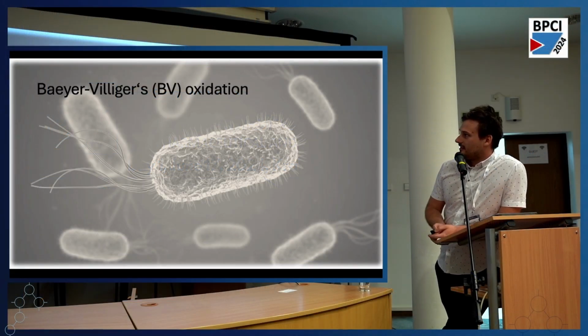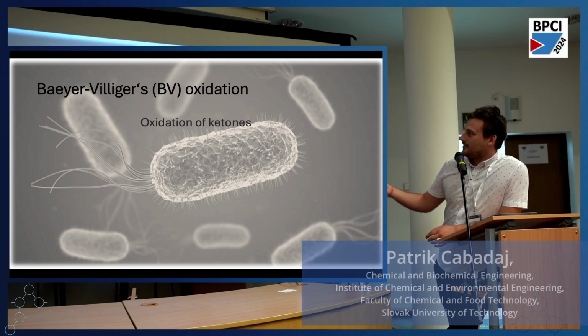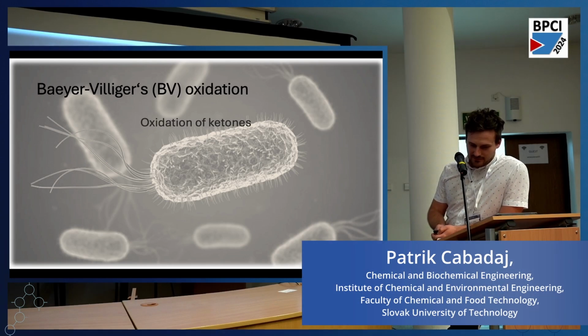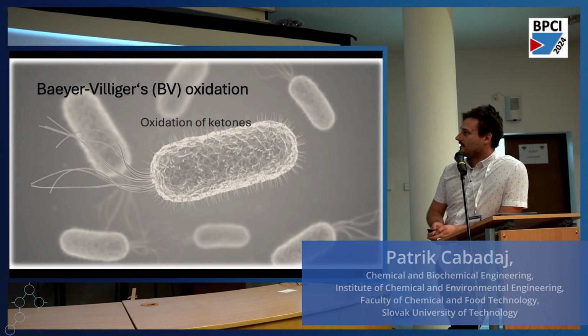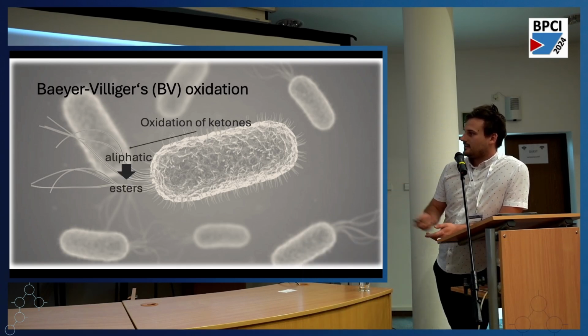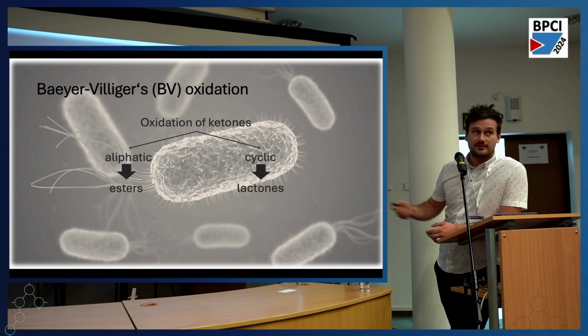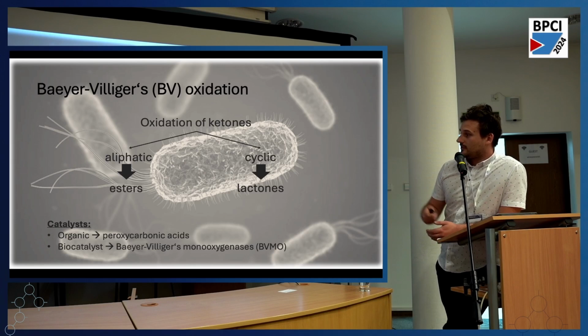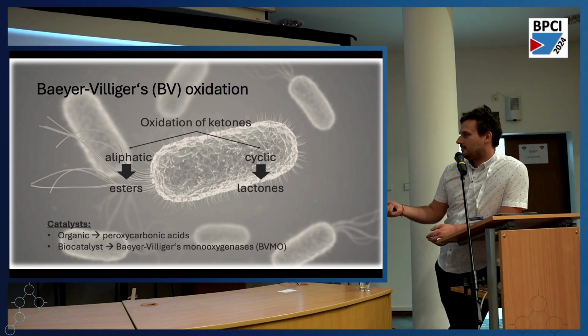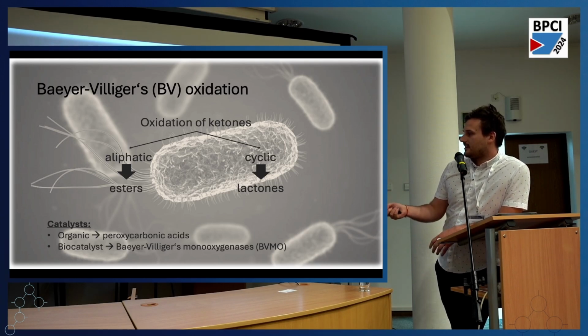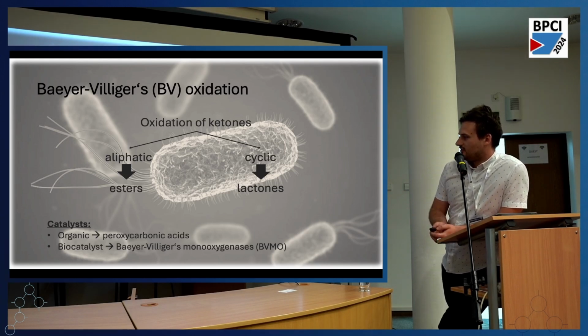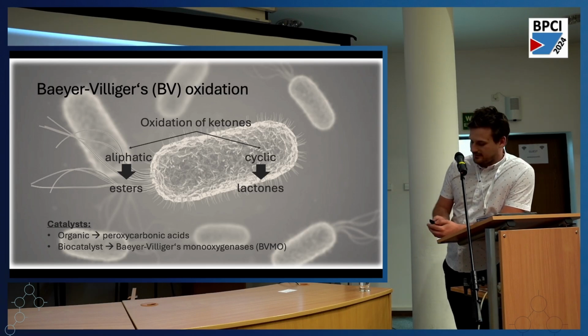What is Baeyer-Villiger oxidation? Baeyer-Villiger oxidation is a type of reaction which involves oxidation of ketones, either aliphatic ones to form carboxylic acid esters or cyclic ones to form corresponding lactones. The commonly used catalysts for this type of reaction are peroxycarbonic acids in organic synthesis, or enzymes, so-called Baeyer-Villiger monooxygenases, in applied biocatalysis.